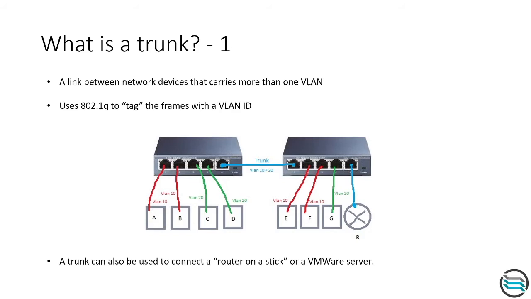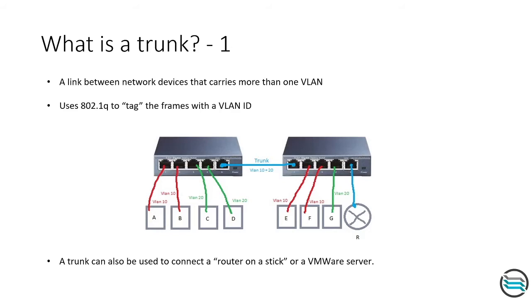Now use cases for a trunk, of course, connect two switches together as we see here. But another use case might be that you have a VMware server, or maybe you use Hyper-V or Xen or what have you. And inside of the VMware server will be a virtual switch, a vSwitch, to which the virtual machines are connected, each in their respective VLAN. Between the vSwitch and the real switch, there will be a trunk. So that's another use case.